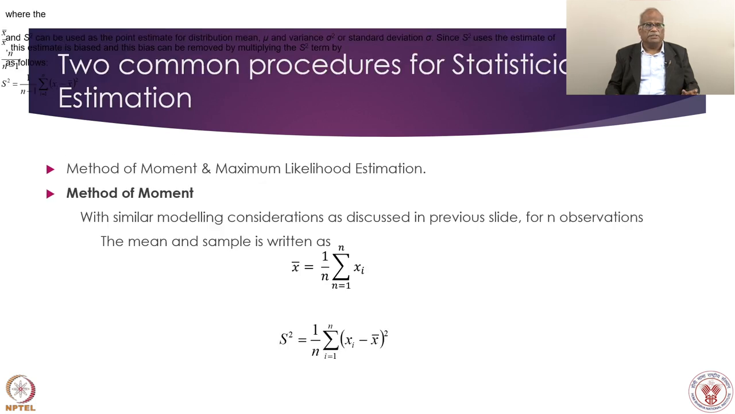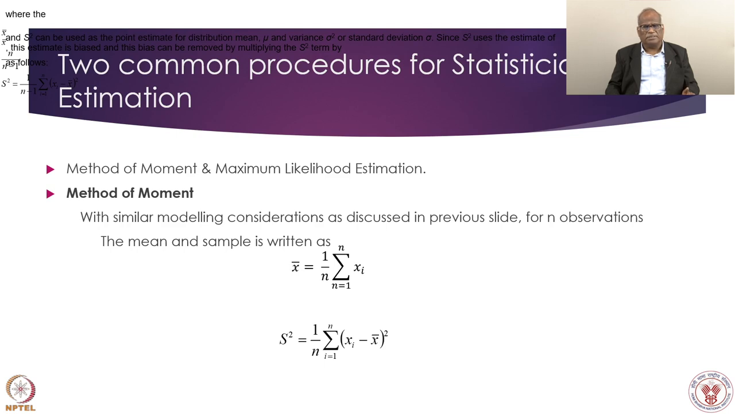Okay, now there are two common procedures for statistical estimation. One is called the method of moments, and the second is called maximum likelihood estimation. It is basically moving from one step to another where we are trying to ascertain that we are pretty sure about our distribution. So let us say the mean is 1 upon n, summation for i from 1 to n of xi, and that will give me an average, that is x bar, our mean value of a parameter x. So this is called the first moment of the parameter.